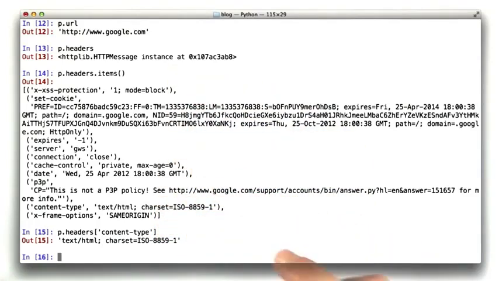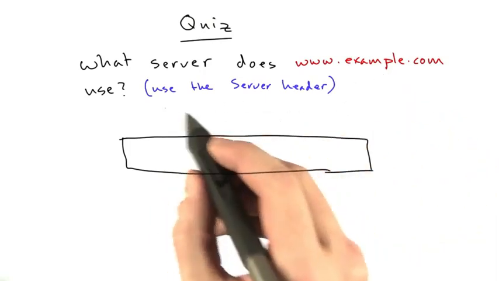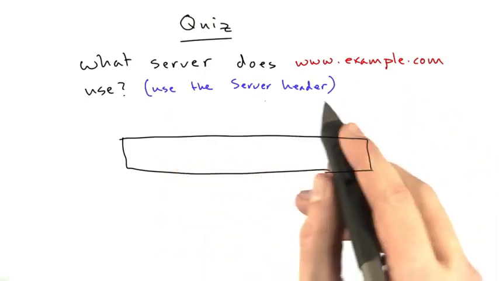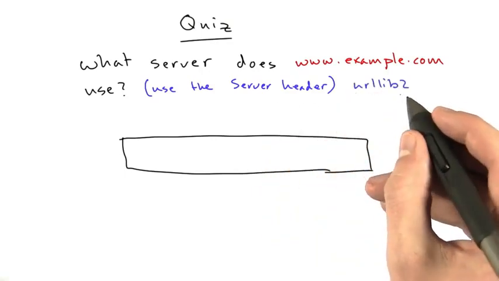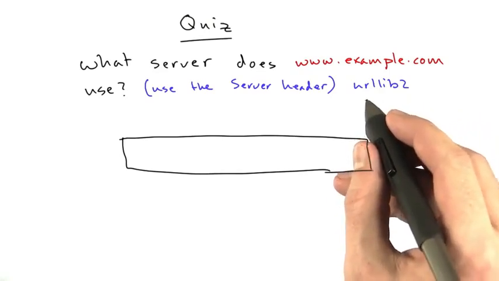And what I'd like you to do now is play with this library a little bit in the form of a quiz. OK, quiz. What server does www.example.com use? Now, you're going to use the server header, which is in the responses. And I would like you to, of course, use urllib2 in Python to answer this. You don't have to, but it'll make the rest of this lecture a lot easier if you start figuring out how to use it now.